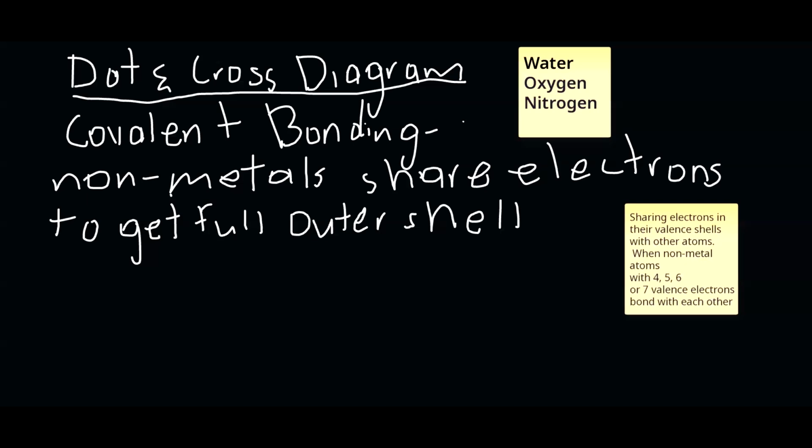Now, as it relates to covalent bonding, quick definition. Non-metals are sharing electrons to get a full outer shell. And we know that we can find non-metals on the right side of the periodic table. We have groups 4, 5, 6, 7. Those are non-metals. So what happens in covalent bonding is that they want to basically obtain the same objective, and the objective would be to get a full outer shell.